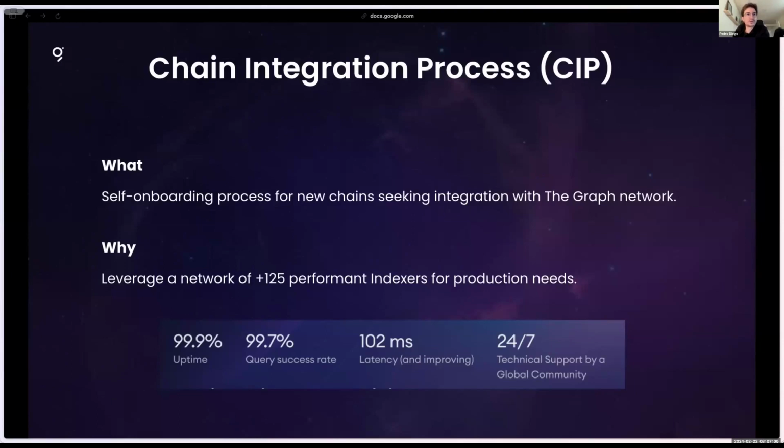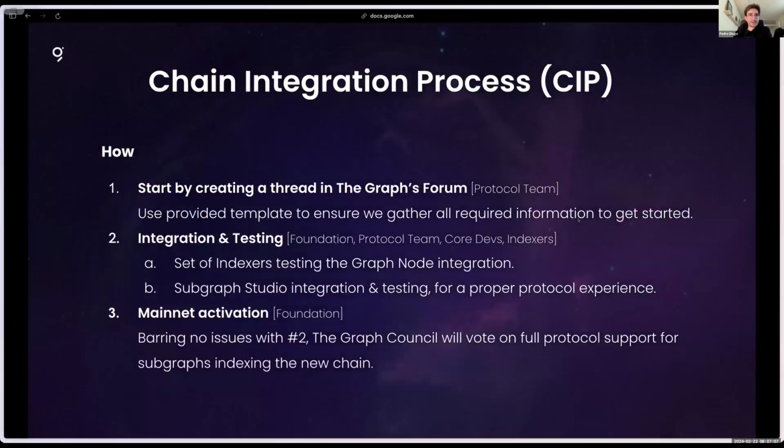I'll quickly go through how chains can apply and go through this process. The first step is to go onto our forums. We have a category in there where you can create a new thread. There's a template where we just ask you a few questions, and that is the official way of getting started. I'll show you a screenshot of the forum where we have this. Then once chains apply, we move on to testing, and this is easy.